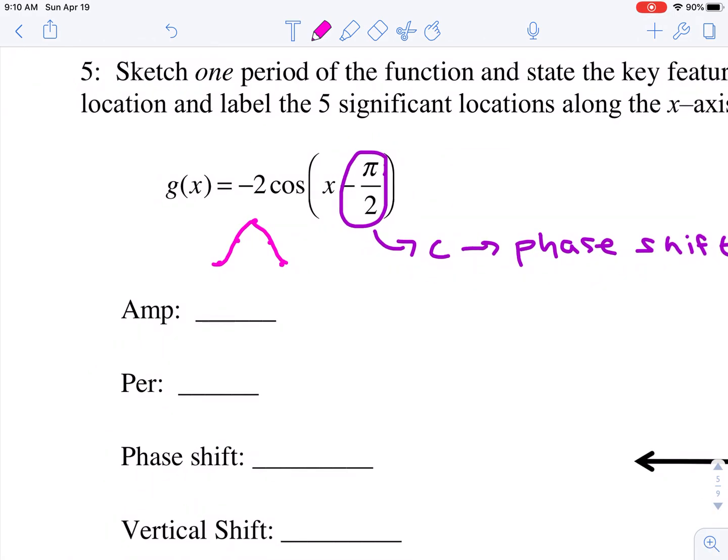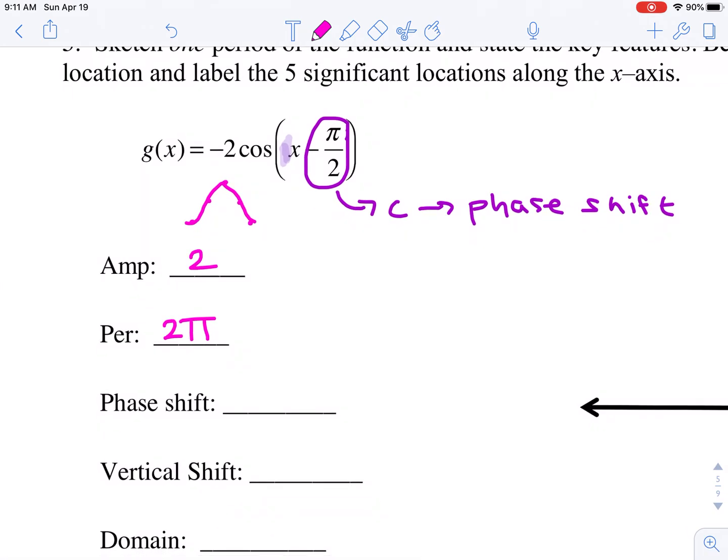My amplitude, remember we're talking about the absolute value of that a value, so it would be 2, right? Amplitude is a distance. It should always be positive. Okay. My period would come from a b value, but I don't have a b value. That would be right here, right? It's just 1. So if my b value is 1, my period doesn't change. It's still 2 pi.